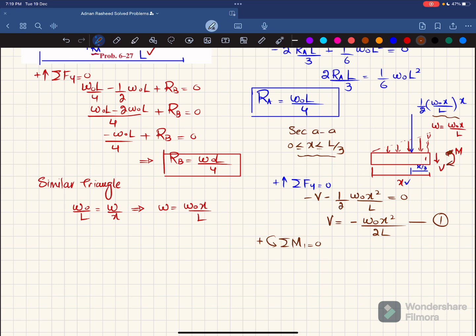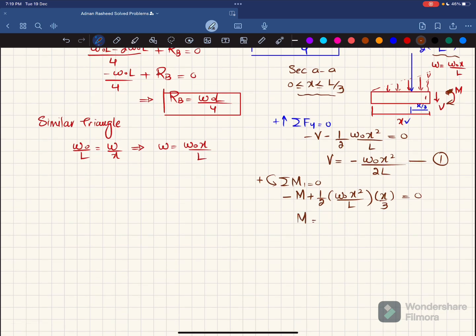This direction is this. So this minus moment, which is clockwise, plus 1 over 2 into W naught X square over L into the perpendicular distance x by 3 is equal to 0. So from here you will get this moment will be equal to W naught X cube over 6L. Clear? And this will be your equation number 2. So equation 1 and 2 are valid for x greater than or equal to 0 and less than L by 3.